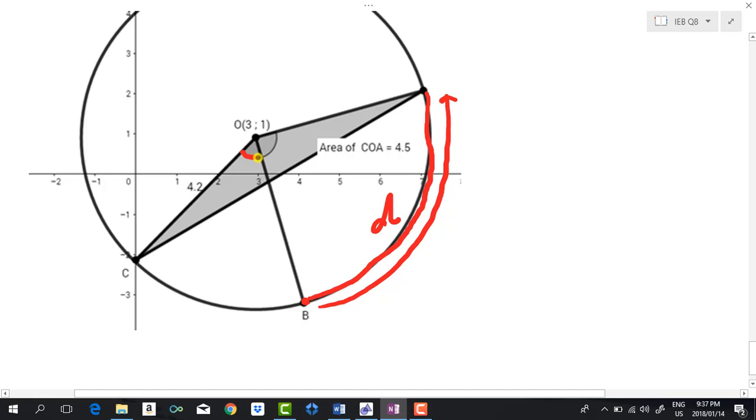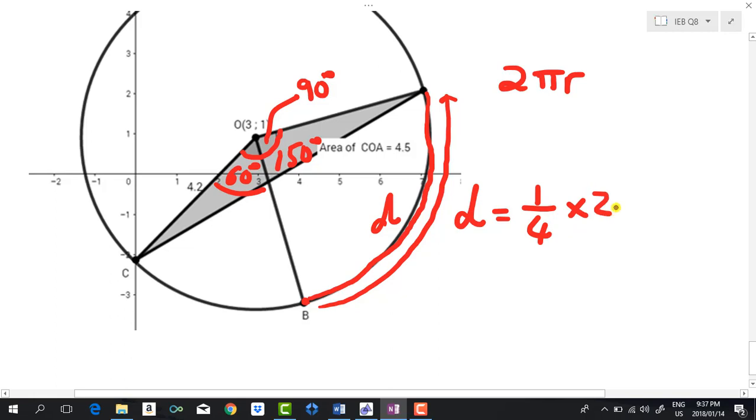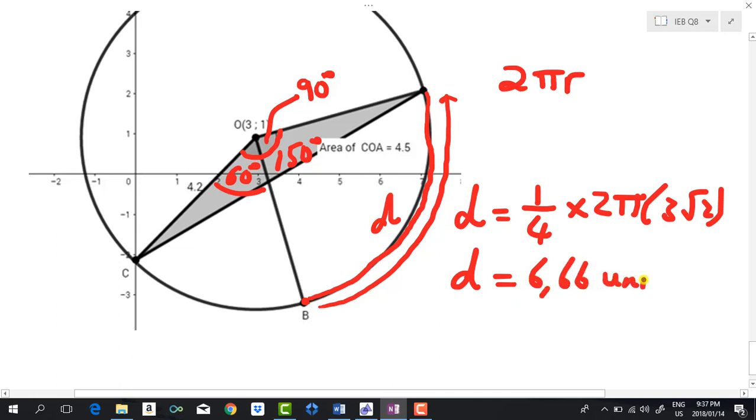Now, what we know is that this angle is 150 degrees. We already know that that piece is 60, so what do you know about that? It's 90. 150 minus the 60 is 90, and that means that that's a quarter of the circle. So when you talk of moving along a circle, you're talking of circumference, which of course is 2 pi r, the formula. But of course that piece D is actually 1/4 multiplied by 2 pi times the radius, which is 3 root 2, and that, if you work it out, is 6,66 units, and there it is.